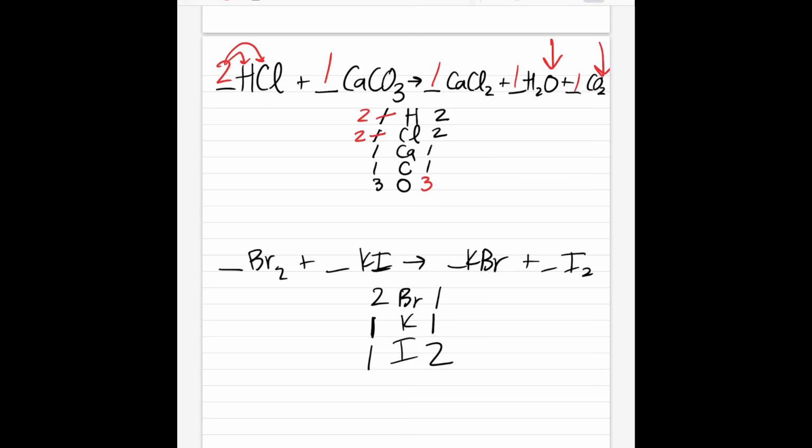So I've got 2 bromines over here, so that means I'm going to put a 2 here and see what happens. I'm going to multiply potassium and multiply bromine. So that gives me 2 bromine and 2 potassiums. So that's good. Bromine's fixed, but we messed up potassium. So let's see if we can go fix potassium on this left side. I'm going to put a 2 here. So that gives me 2 potassiums and 2 iodines. Now everything is balanced. We are good to go.